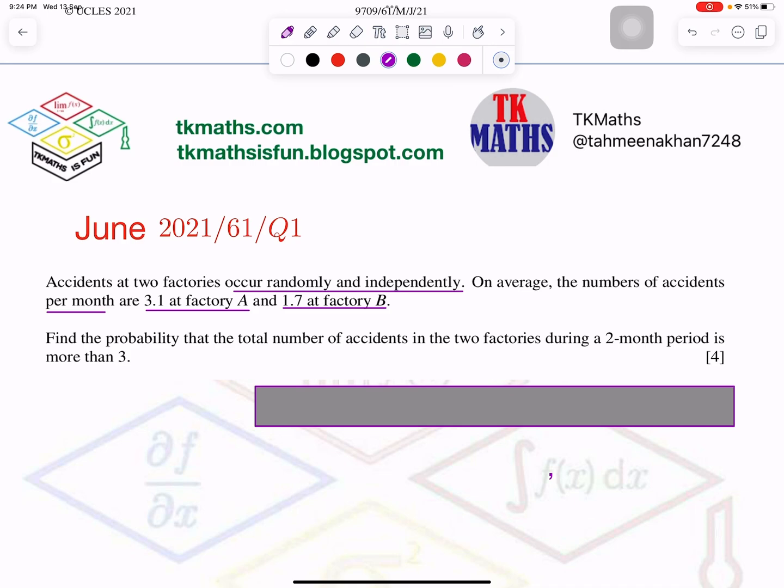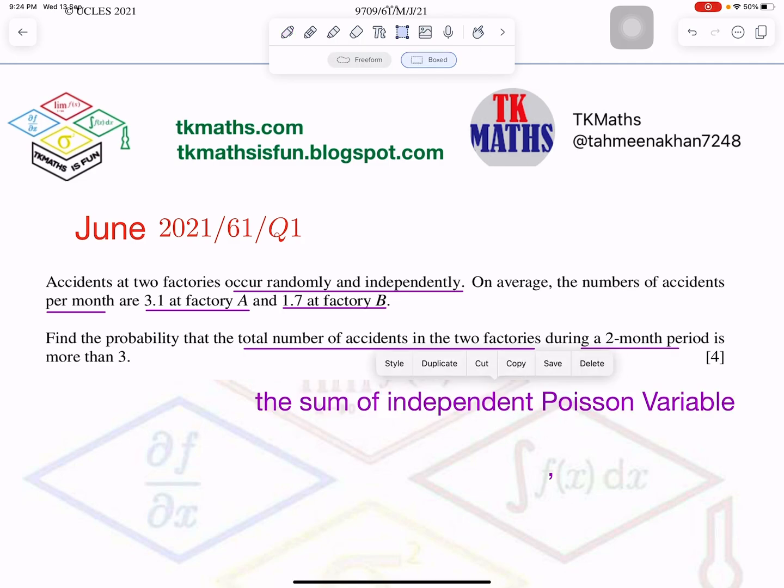Find the probability that the total number of accidents in the 2 factories during the 2 months period is more than 3. The moment you read this question, there are 3-4 concepts in Poisson distribution. Which one comes to your mind immediately? It is about the sum of independent Poisson distributions. So this question is about this concept.